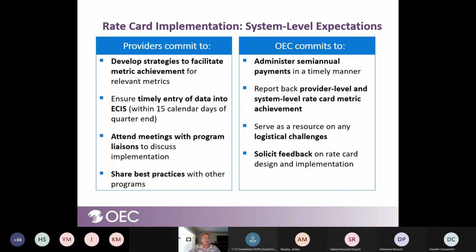Hold monthly meetings between OEC program liaisons and providers to discuss implementation progress, answer general questions or concerns, and reach out to providers on metric achievement. Serve as an ongoing resource to providers through the rate card implementation process and support with any logistical challenges that may arise. Seek out feedback from the home visiting network on rate card implementation.